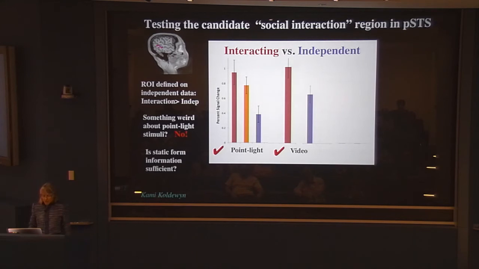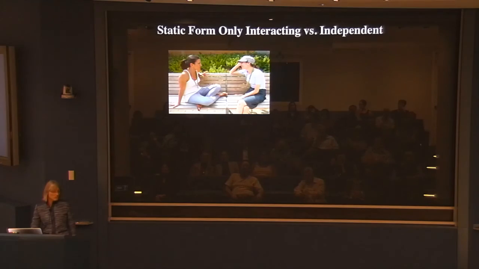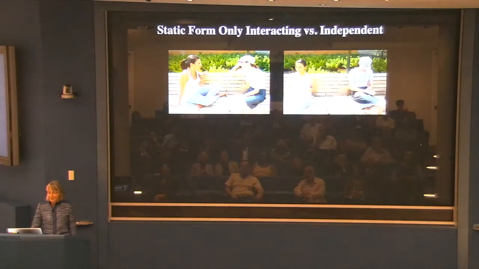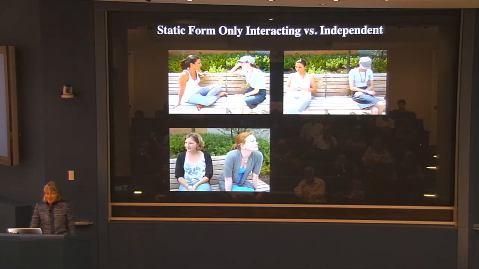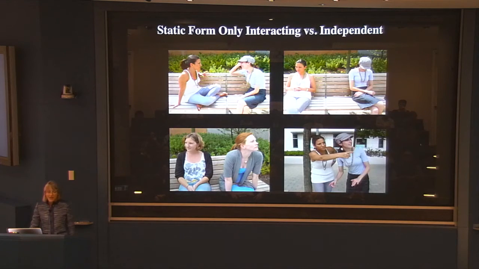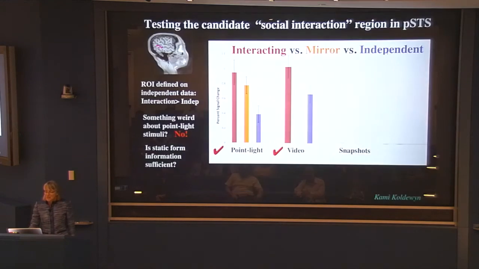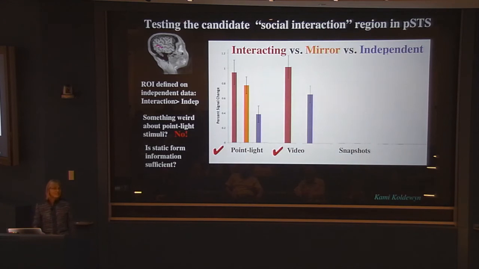Then we say, well, okay, what about static information? Like even in a snapshot, you get a sense, okay, these people are interacting, okay, and these people aren't. Or maybe they're having a huff, I don't know. But it's not just proximity. These people aren't interacting, and those people are, okay? So they don't have to be looking at each other. So we scan people looking at stills of people interacting versus not.